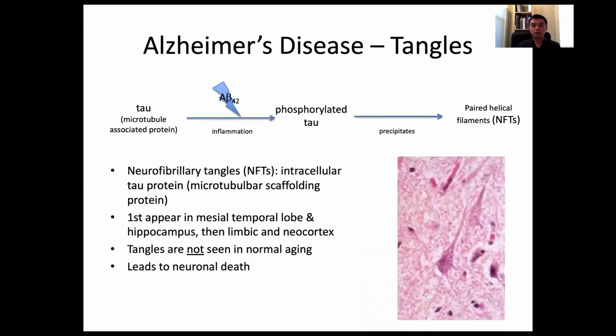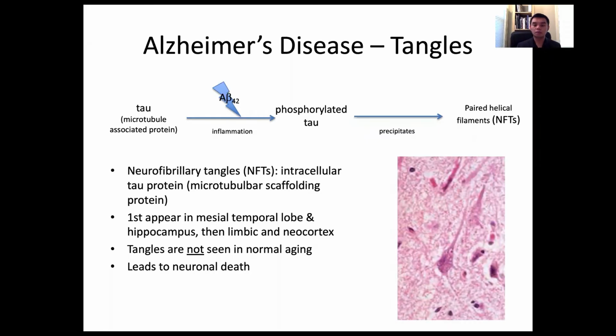So let's jump now and talk about neurofibrillary tangles. Alzheimer's disease, these tangles, are not seen in normal aging, unlike the plaques that we saw before. So any sort of tangle is a pathological finding consistent with a dementia. It's consistent with Alzheimer's disease. These neurofibrillary tangles are made from intracellular tau.